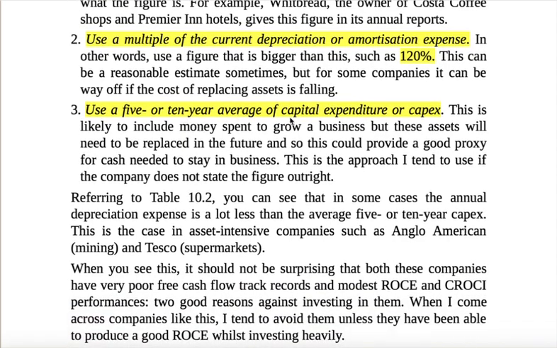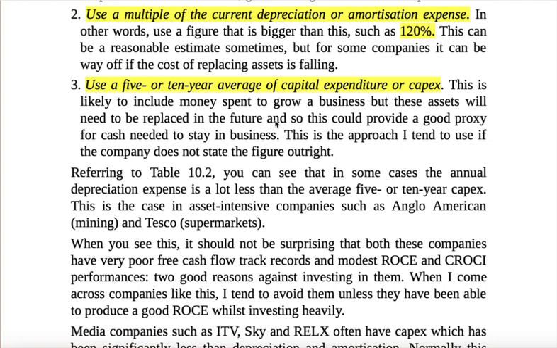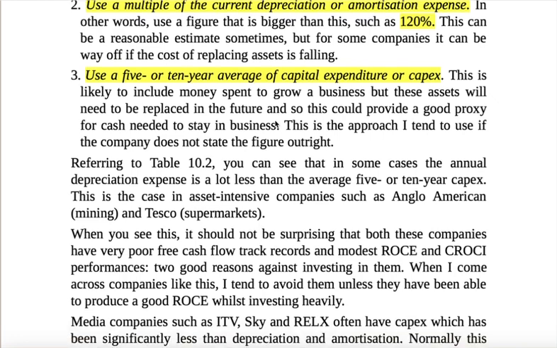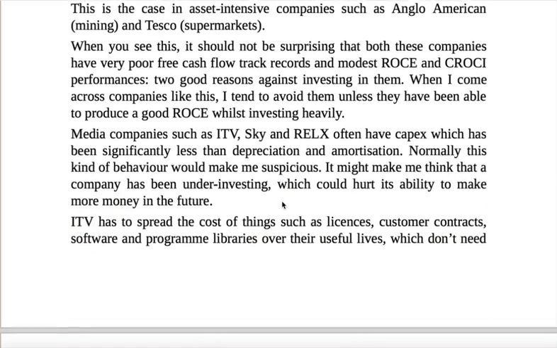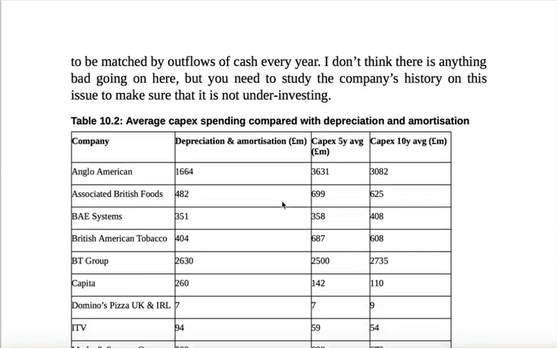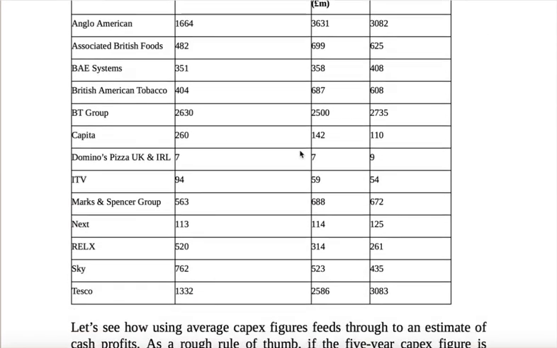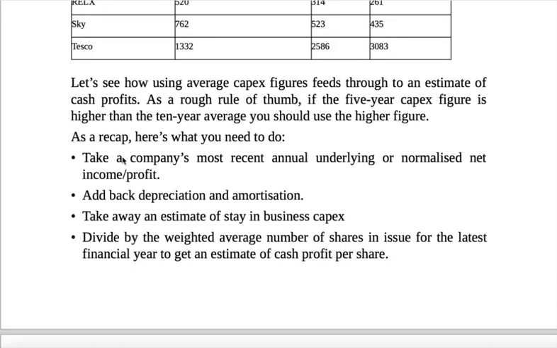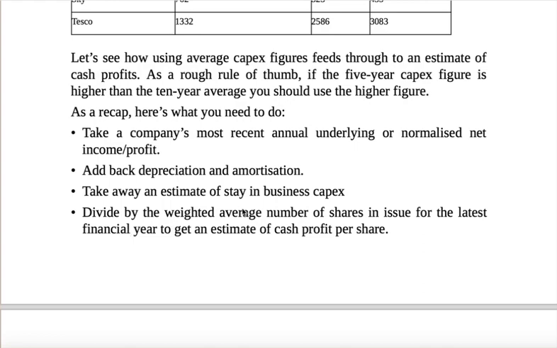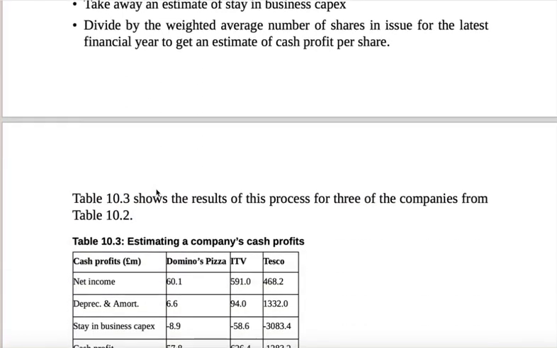Or use a 5-10 year average of the capital expenditure, the capex. See, we are not looking at the average now because your capex will include your growth capex as well as your maintenance capex. We just need the maintenance capex. Companies and cash flows have a poor track record. Modest ROC, CROIC, which we have read above, are not good, as he says. So these are different companies, different capexes, the 5-year averages, 10-year averages. Take a company's most recent annual underlying normalized income, add back depreciation and amortization, take away the estimate of maintenance capex, divide by the weighted average number of shares, and you get the cash profit per share.